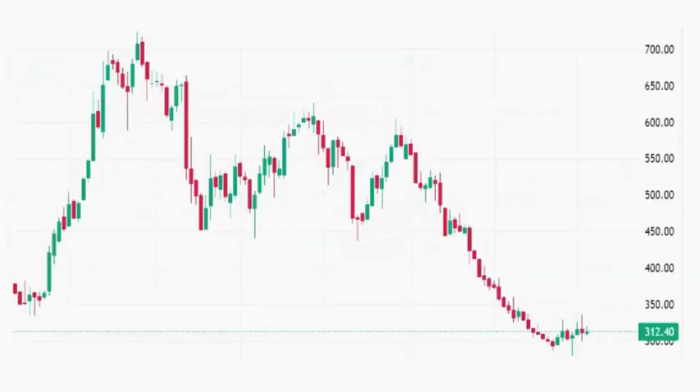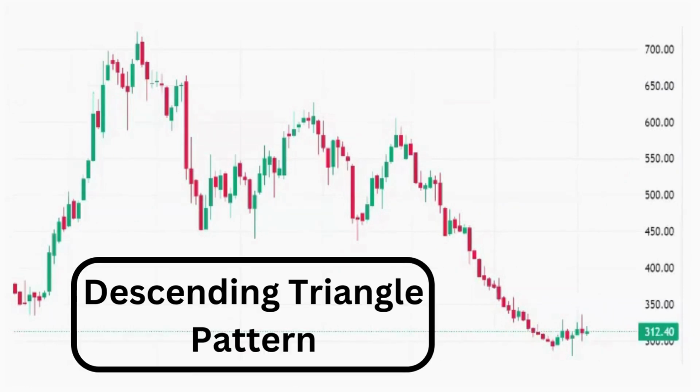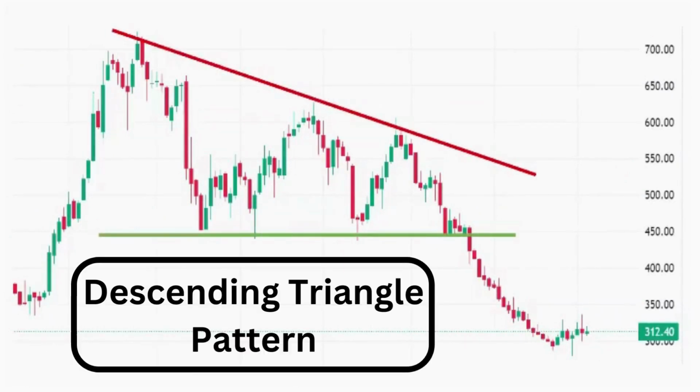Okay, now let's look at the last pattern that I'm going to teach you in this video. That is the descending triangle pattern. In this pattern, the price takes a support at a level and resistance on a trend line. And since the trend line is falling, it is called the descending triangle pattern. This pattern is completely opposite to the previous pattern that we learned, which was the ascending triangle pattern.